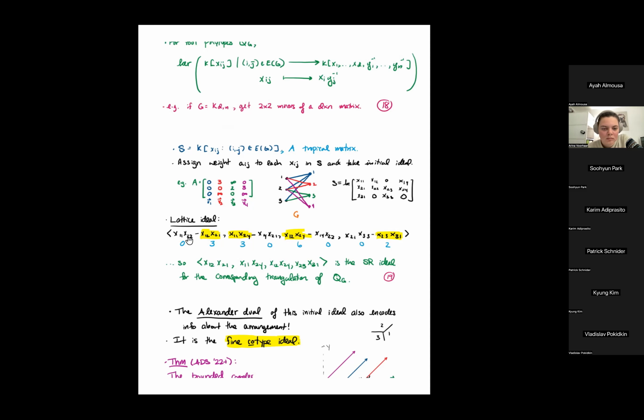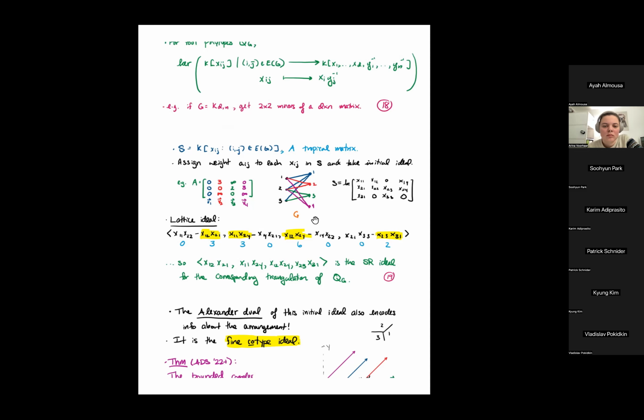So here, x11, x22, the sum of the weights, 0 and 0, is 0. But x12 and x21, that's this diagonal, 3 and 0, sums to 3. So this term wins. So this is going to be the leading term of this binomial. And you can play this game and calculate what the winner is going to be. And in general, if my arrangement is sufficiently generic, like I don't have any rays on top of each other or anything like that, I will get an honest monomial ideal.